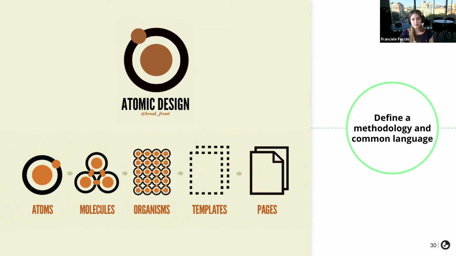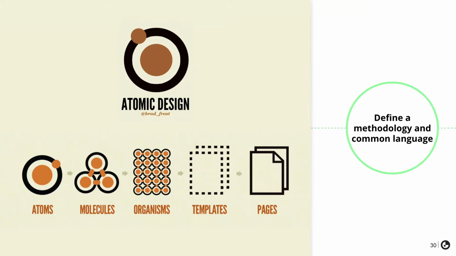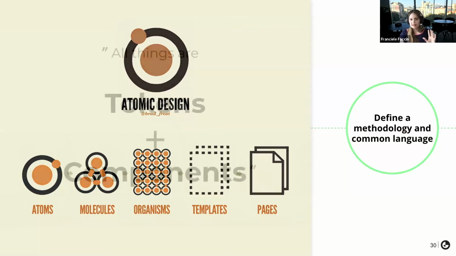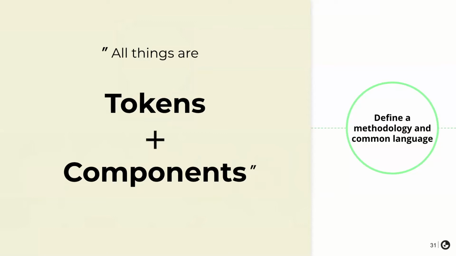And I agree with him. And actually, even to me, even atoms and molecules are a little bit hard to define because, for example, if you have a button, is a button an atom? Is a checkbox an atom? But then is the label text in the checkbox an atom too? So are we talking about a molecule? You can start to get real philosophical real fast with this. So what I recommend is keep it simple. All things are tokens and components.